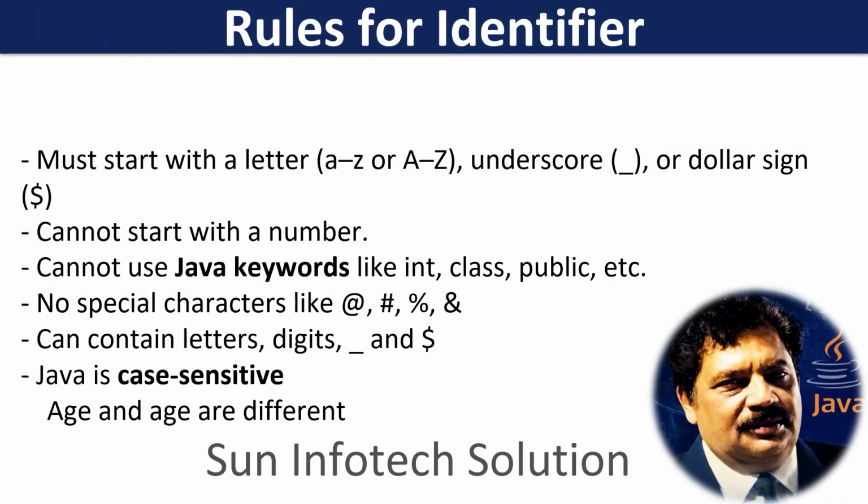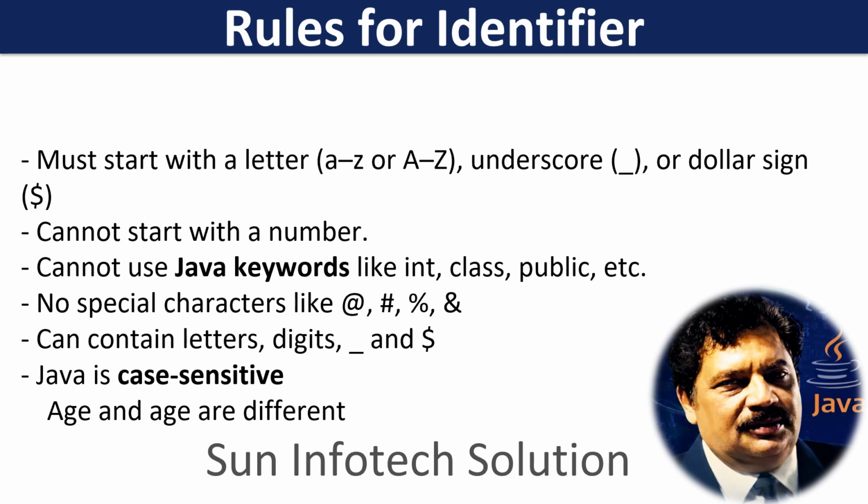So now what are the rules for an identifier? Suppose you want to define an identifier, then what rules should you follow? The first rule says that it should start with a letter, small a to z or capital A to Z, or you can start with an underscore or a dollar sign. Any other special characters you cannot use to start your variable. It cannot start with a number. You cannot start it with a number. And you cannot use Java words like int, class, public, etc.